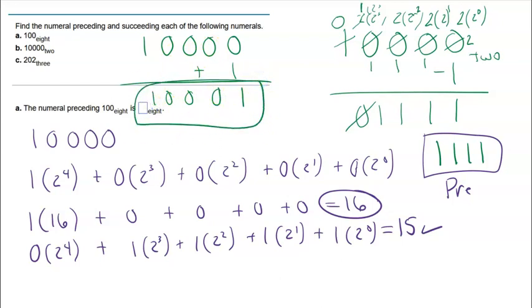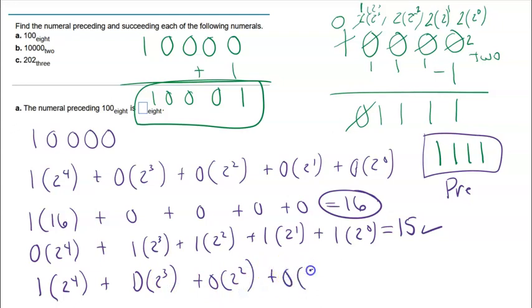Now, we should check it. Okay, what does that really mean? Again, this is 2 to the 0, 2 to the 1st, 2 to the 2nd, 2 to the 3rd, 2 to the 4th. So I have 1 times 2 to the 4th plus 0 times 2 to the 3rd plus 0 times 2 squared plus 0 times 2 to the 1st. Plus 0 times 2 to the 0. All these are 0 in the back, so there's nothing there.